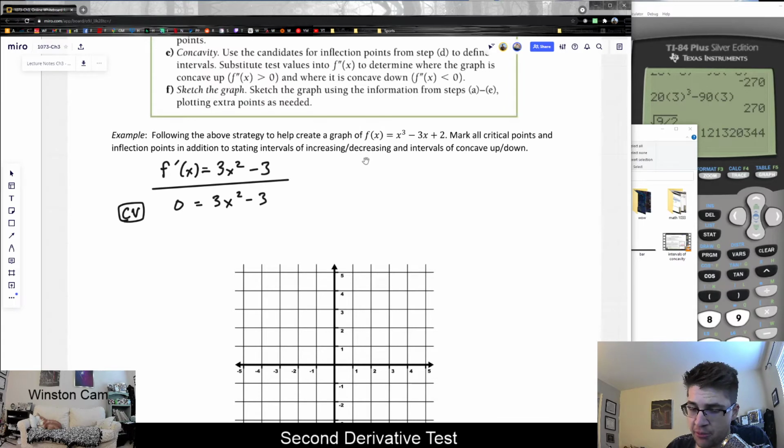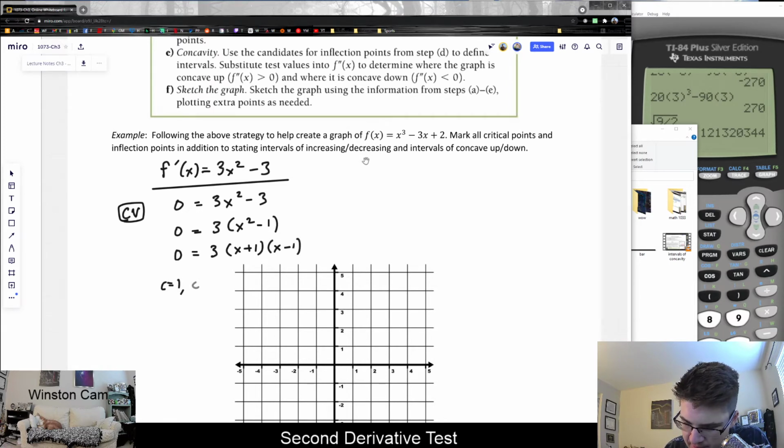I could add 3 or just factor. If I factored out 3, that would leave me with x squared minus 1. And x squared minus 1 is the difference of squares, which would factor as x plus 1 times x minus 1. And so this would give me two critical values, c is equal to 1 and c is equal to -1.